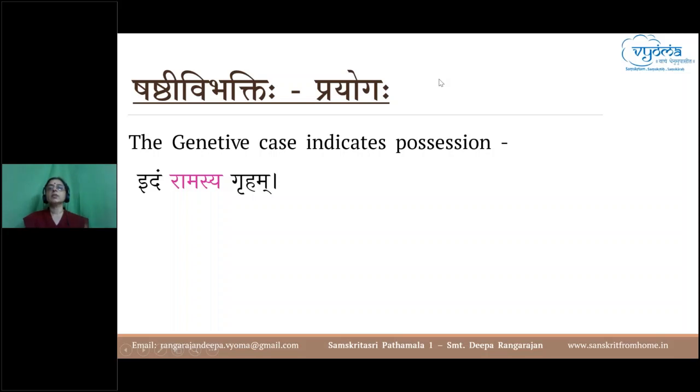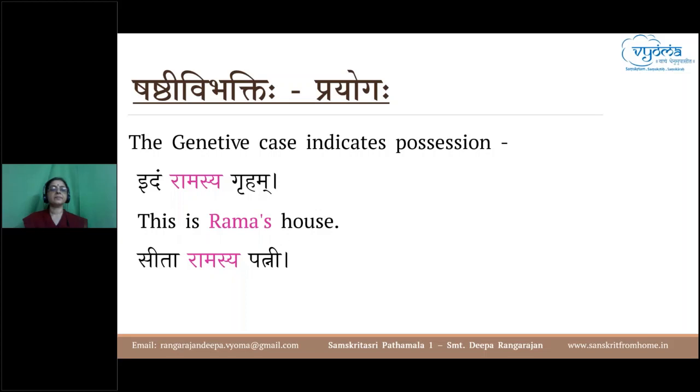Prithvi, do you want to try? Yes, ma'am. Ram Ram. Idam Ramasya Griham. This is Rama's house. Yes. Sita Ramasya Patni. Sita is Rama's wife. Dhanyavadaha.